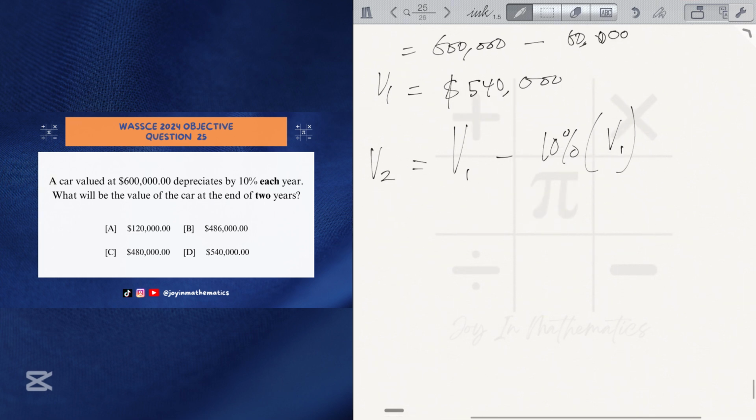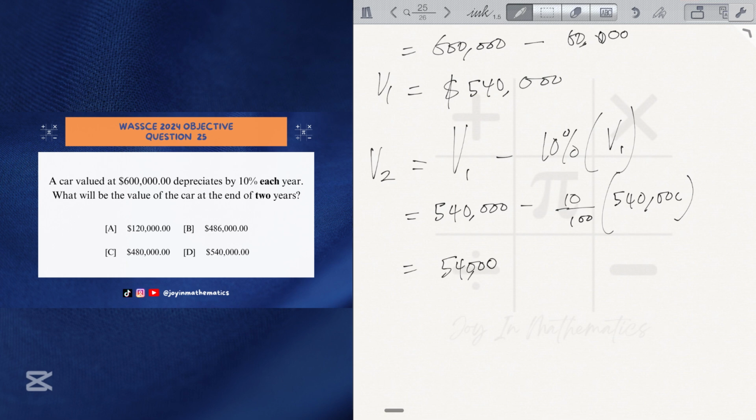So applying this now, we'll have 540,000 minus a 10% decrease of $540,000. Simplifying further, this will result into 540,000 minus $54,000, and this will result into $486,000, which is what we are looking for.